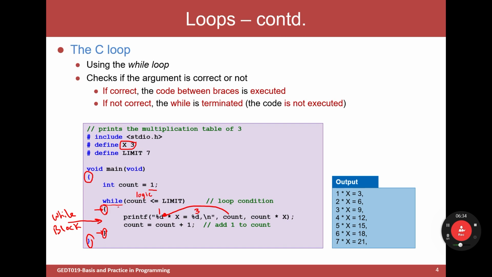In the while here, I'm saying repeat anything in the block as long as this logic is true. If this logic is valid or true, repeat this while block. Keep repeating these lines, this line and this line, until this logic here is not valid, or invalid. So let's see what this logic is. The logic here: count is smaller than or equal to limit.